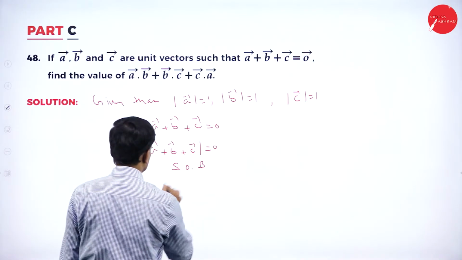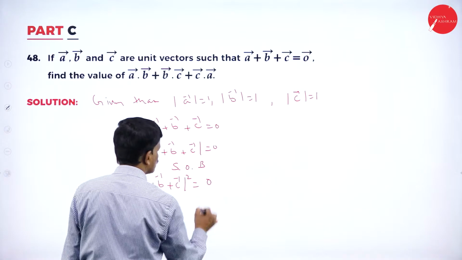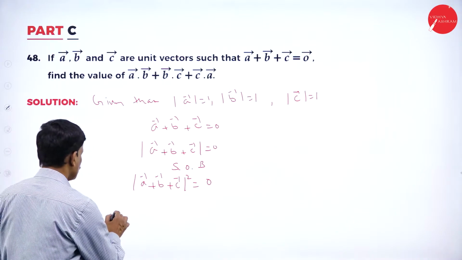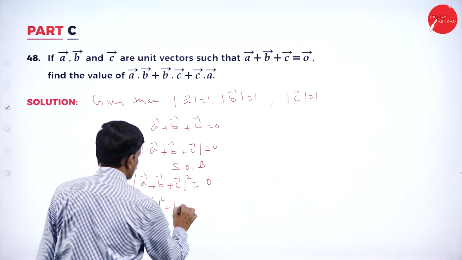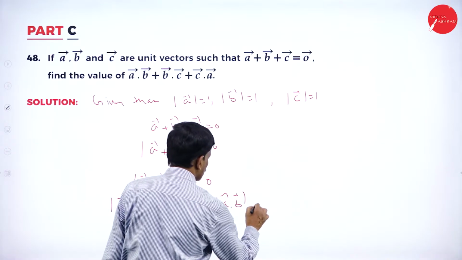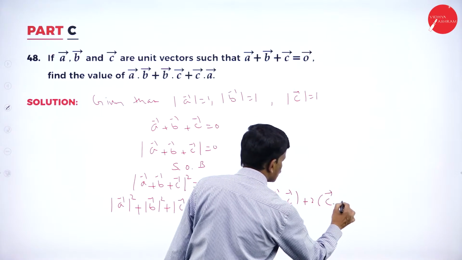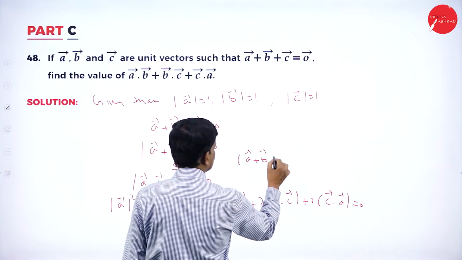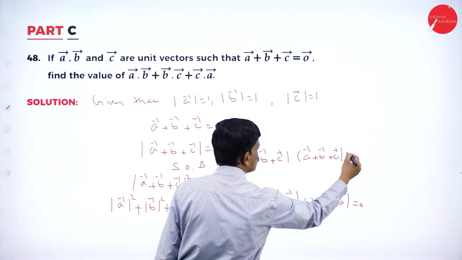Squaring on both sides, length of vector a plus b plus c whole square is equal to 0. Now this can also be written using the formula for (a plus b) plus c whole square. This can be written as length of a square plus length of b square plus length of c square plus 2 times a dot b plus 2 times vector b dot c plus 2 times vector c dot a is equal to 0. Or if you simplify this, vector (a plus b plus c) dot (a plus b plus c) is equal to 0, you will get the same.